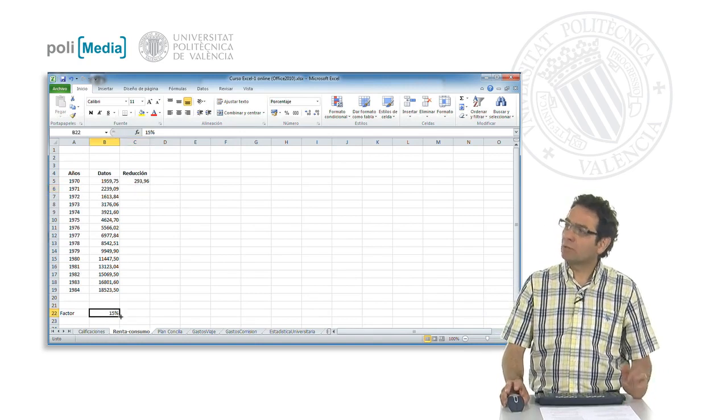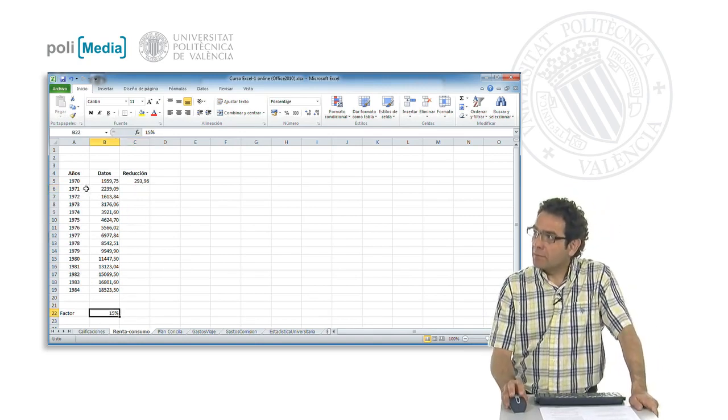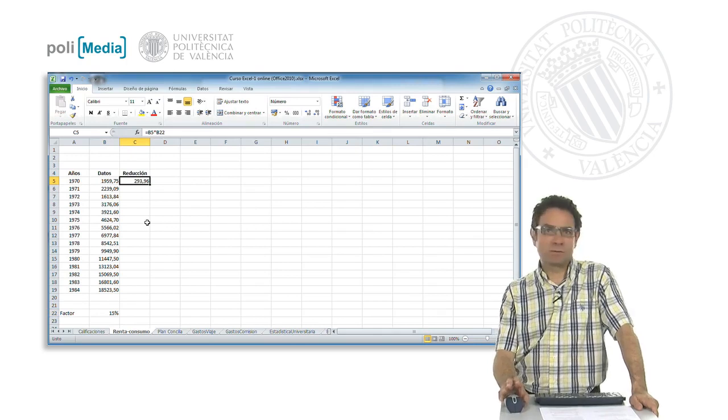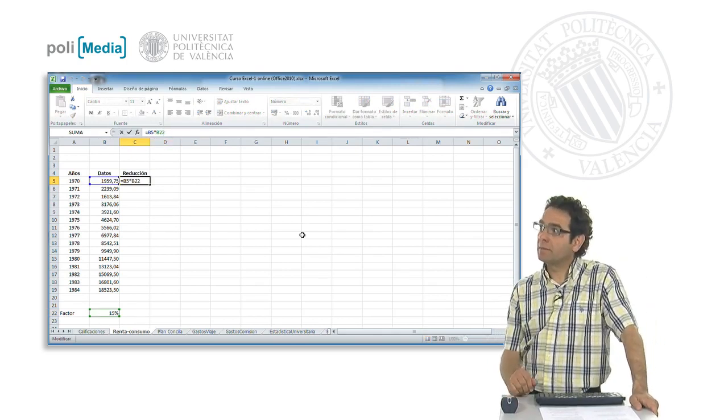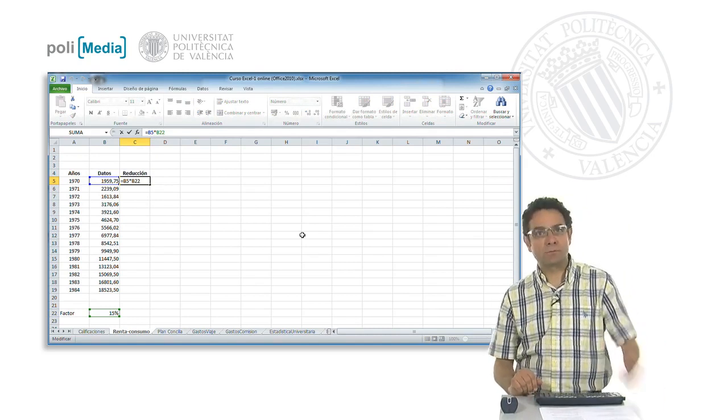Today I'm calculating a reduction factor on this data that they have told me, which I have written down here, which is 15%. Okay, 15% of 1,999 is 253. To do this I have used the expression of the contents of cell C5 times the contents of cell B22.